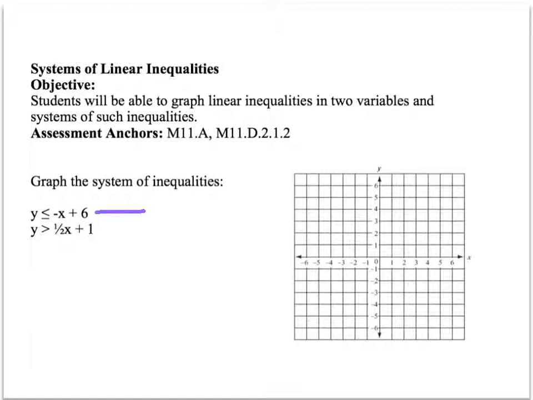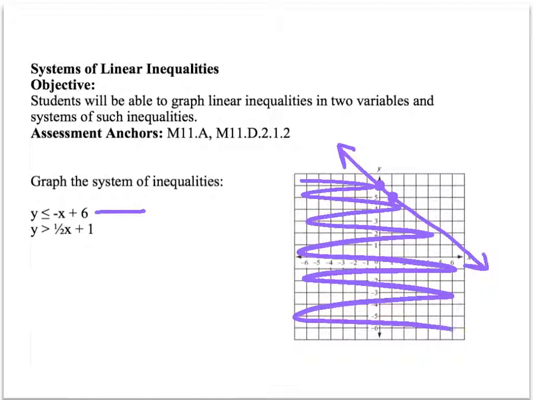So I'll graph the first one in purple. y is less than or equal to negative x plus 6. Do the exact same thing you were doing yesterday. My y-intercept is 6. My slope is negative 1. Solid line. And I need less than or equal to, so I'm going to shade this bottom portion of the graph.